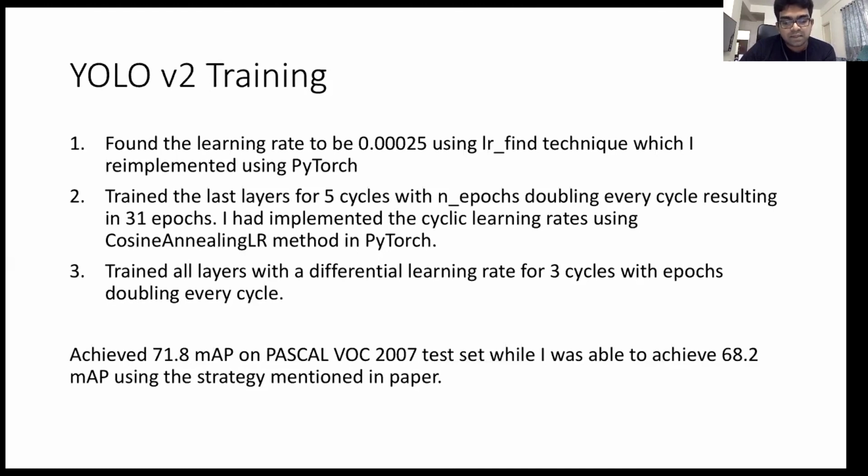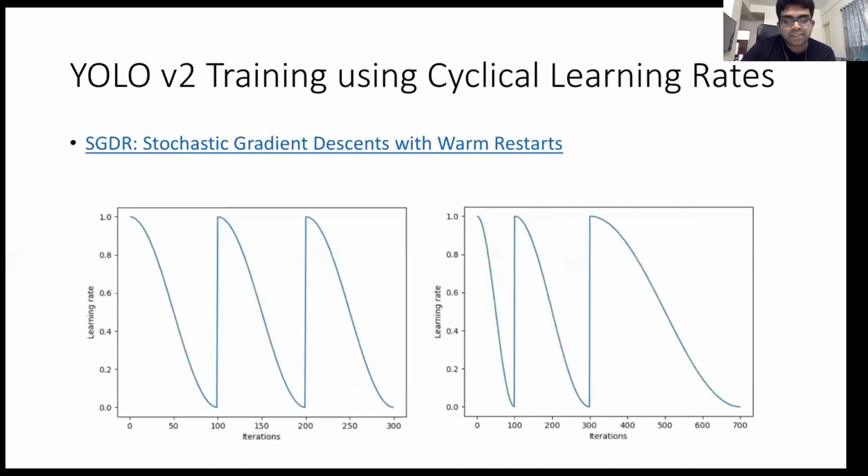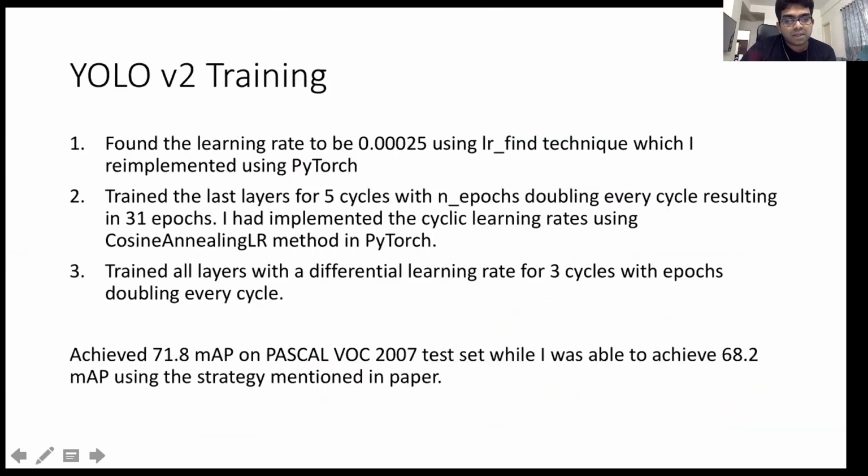Pascal has 2 data sets, 2007 and 2012. Most of the papers train on 2012 train and test and 2007 train combined, and they test on the 2007 test data set. With this, I was able to achieve 71.8, but using the approach mentioned in the paper, I was able to get around 68.2 MAP. So cyclic learning rates turn out to be a very good addition to the way we train our networks. And yeah, that's how I trained it.